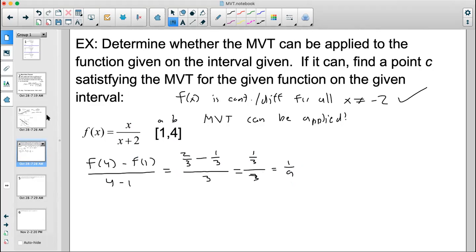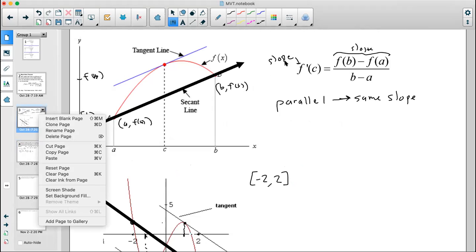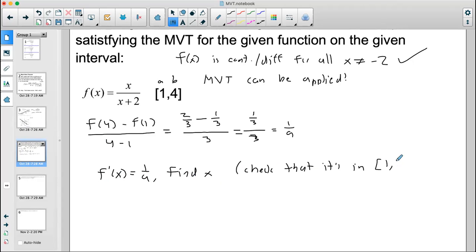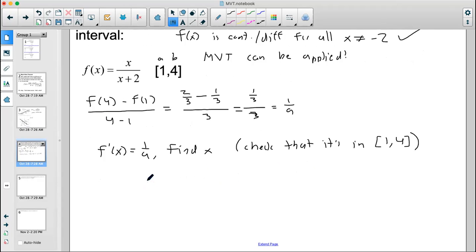So now I know that the right-hand side of this expression, the mean value theorem wants me to think about, is 1/9. And it says that the derivative, so basically you set f prime of x equal to 1/9 and then find x. And after we do that, we're going to have to check that it's in the interval. Check that it's in 1, 4. And the mean value theorem guarantees that there is going to be an x between here so that this is true. So now it's time for some calculus.